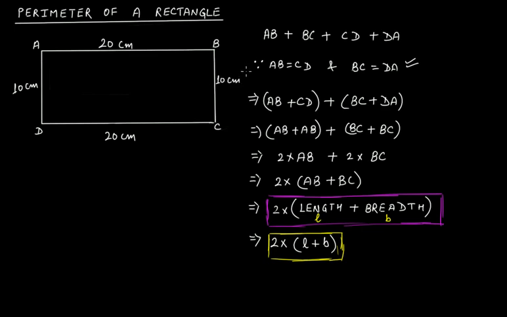Now if I have to find the perimeter, one way would be to follow this path, adding all the sides. Another way could be this, 2 times L plus b. So in order to find the perimeter, 2 times length is 20 plus breadth is 10. So this is 2 times 30 and this is 60 centimeters. So this is the way to find the perimeter of a rectangle using this formula.